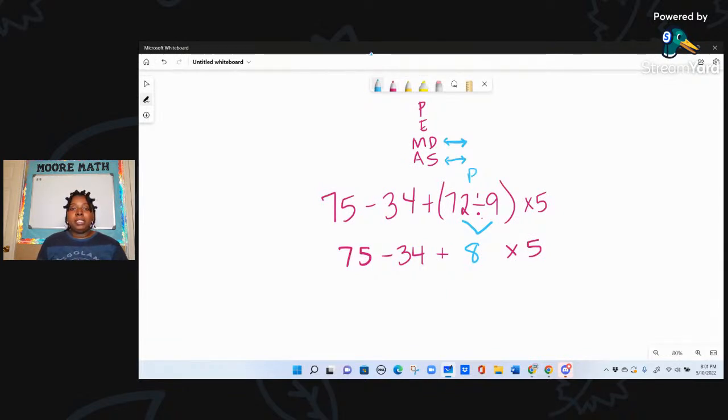So now we did parentheses. Yay! I don't see any exponents, so I'm going to cross that off too. All right. So I do have multiplication, no division, so I'm going to take care of this.